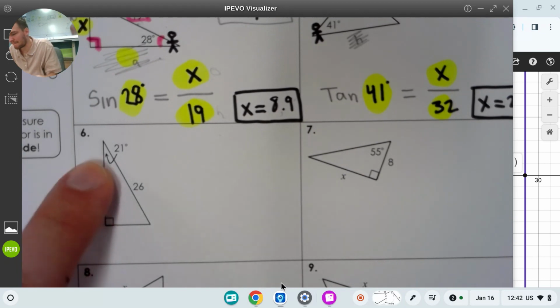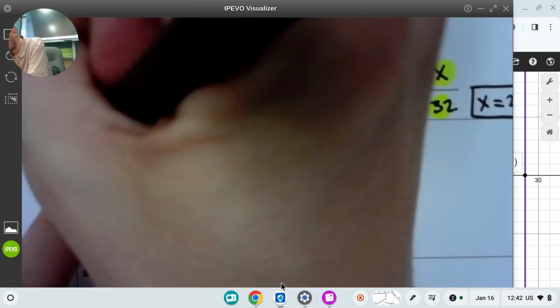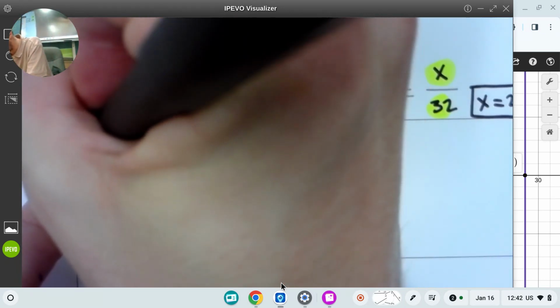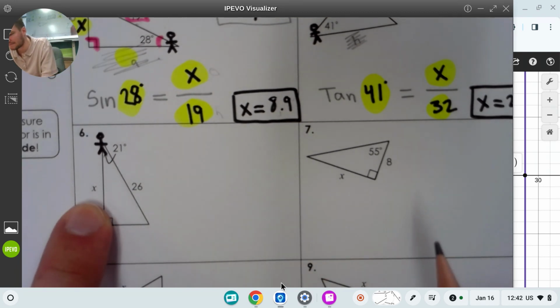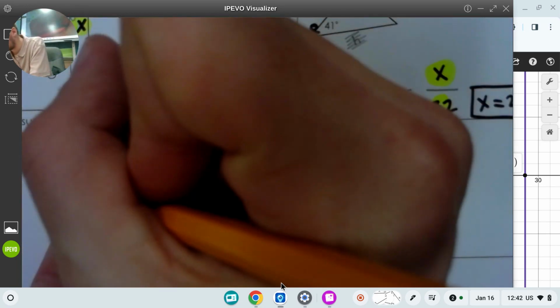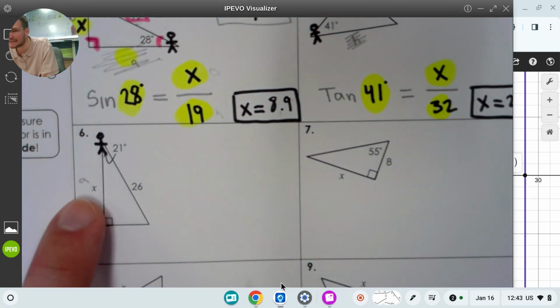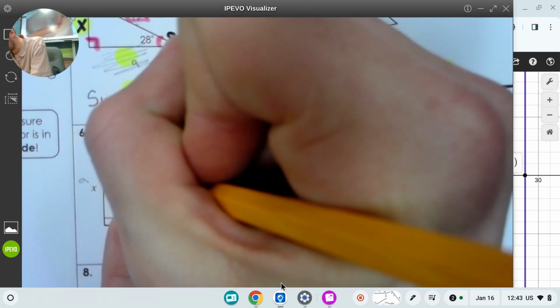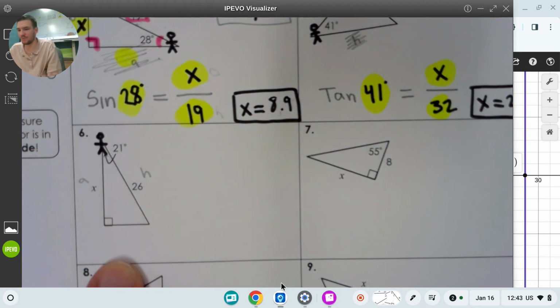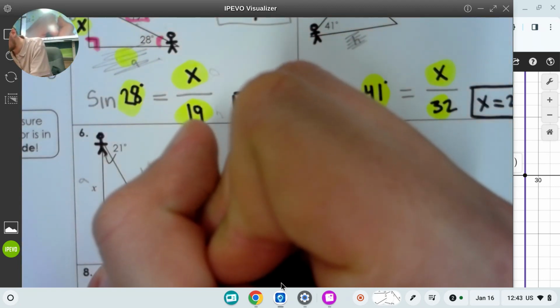All right, let's continue to pick up the pace. I got my 21. This time my little person is going to stand all the way at the top. What side would you say that the x is for this one? This is the adjacent. Notice I'm labeling this, right? There's no harm to do that. What about the 26? Which one is that? That's the hypotenuse.